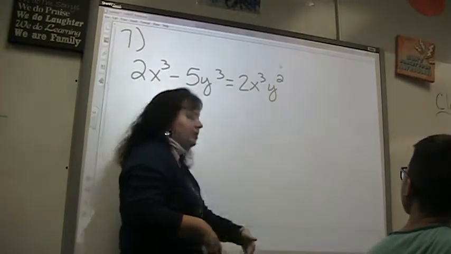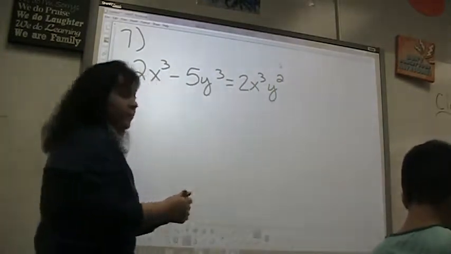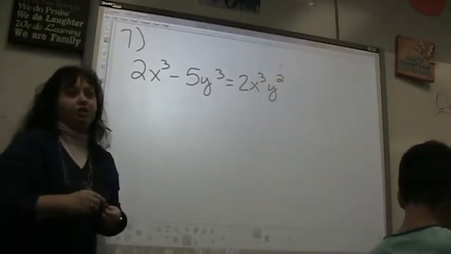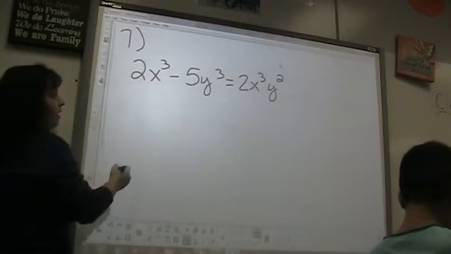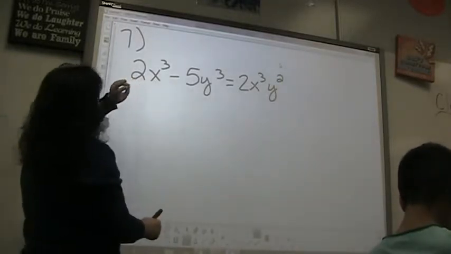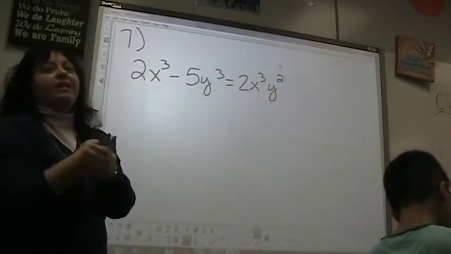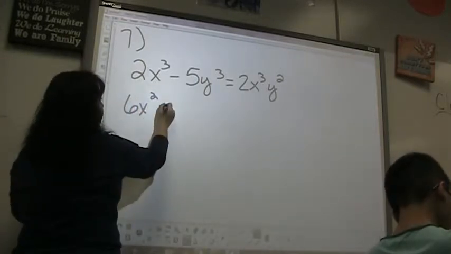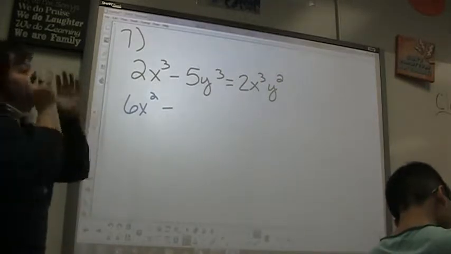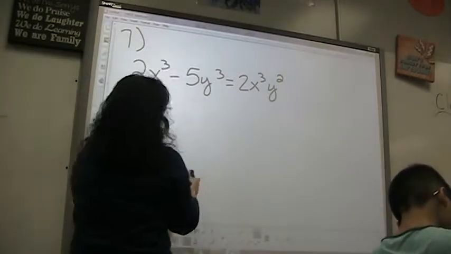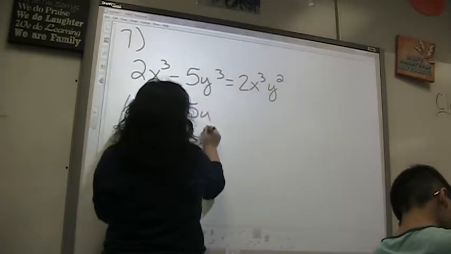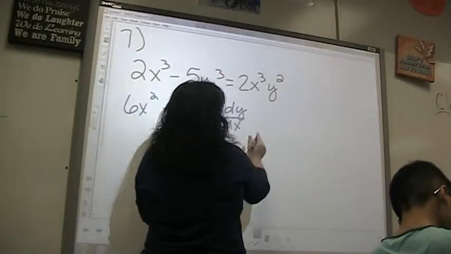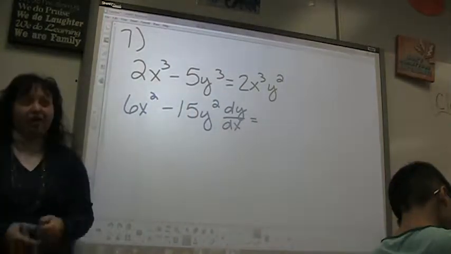I think the next test y'all are going to get is just all chain rule. I'm going to exercise your chain rule demons. Okay, so here we go. Derivative of 2x cubed is 6x squared minus derivative of 5y to the third is 15y squared dy dx. A lot of y'all got this far.